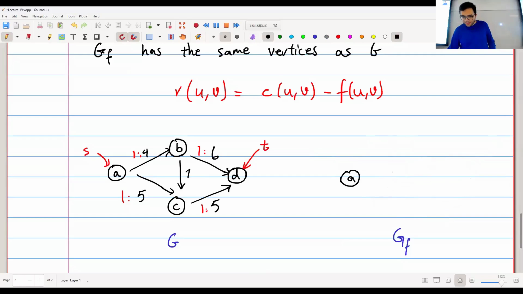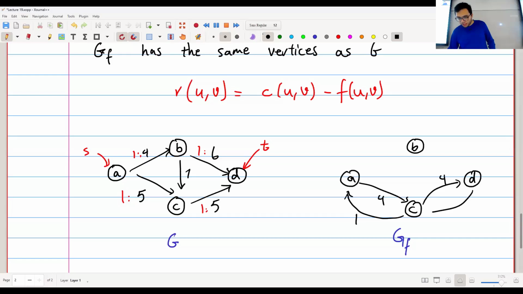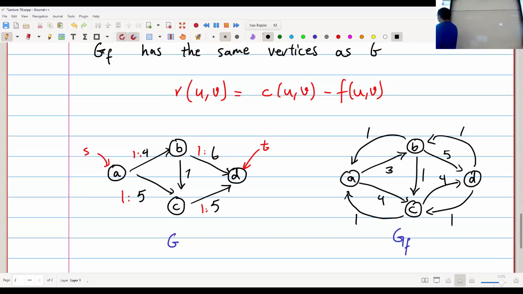I have my A, I have my B, C, and D, right? So from A to C, I have a remaining capacity of 4, but I can also send 1 unit back from C to A. From C to D, I have a remaining capacity of 4, but I can also send 1 unit back. From B to C, I have a remaining capacity of 1. From A to B, I have a remaining capacity of 3, but I can also send 1 unit back. From B to D, I have a remaining capacity of 5, but I can also send 1 unit back. So this is now my residual.